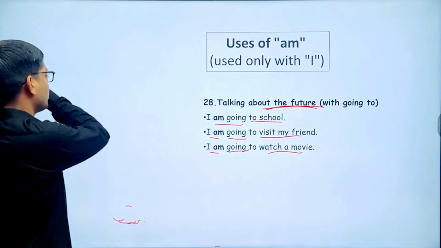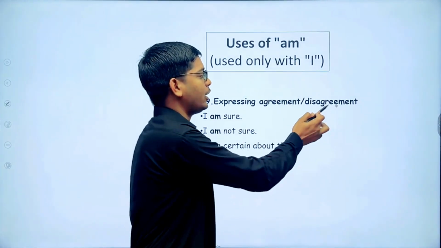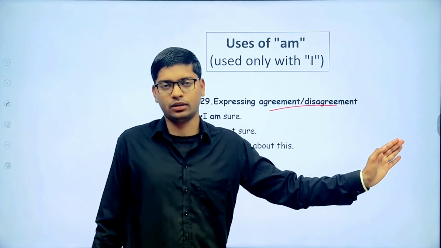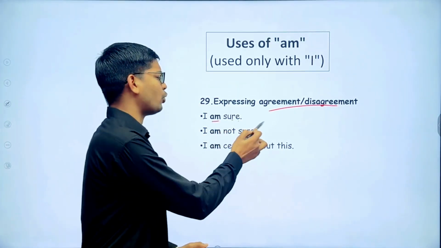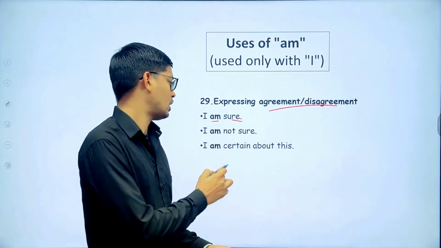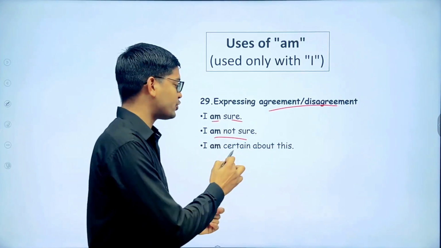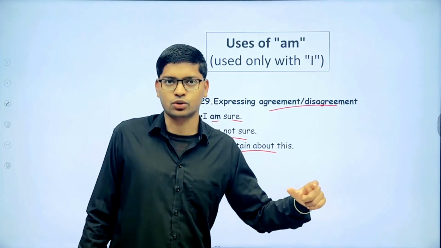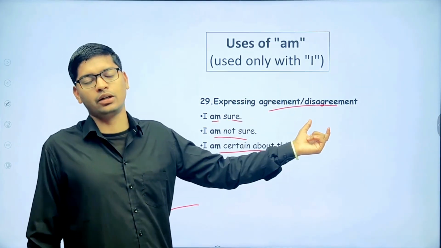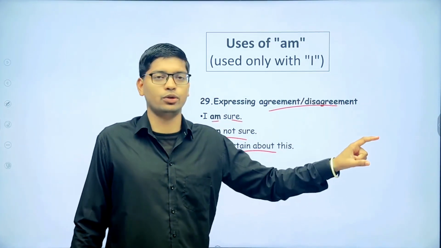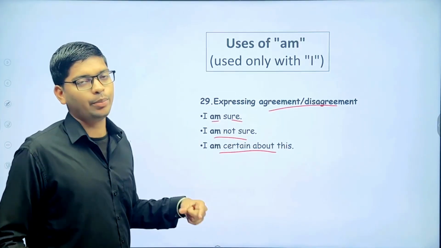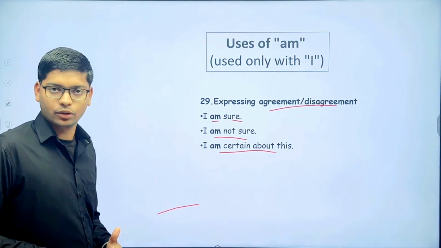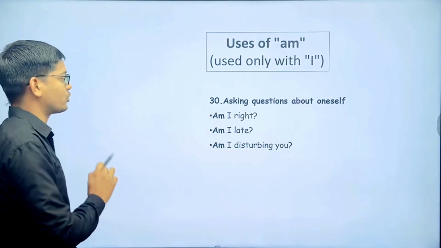Let's see next use. Expressing agreement or disagreement. For example, I am sure. I am not sure. I am certain about this. So expressing agreement or disagreement, you can use am with I. For example, I am sure, I am not sure, I am certain about this. I am sure about that. Okay, let's see next use.